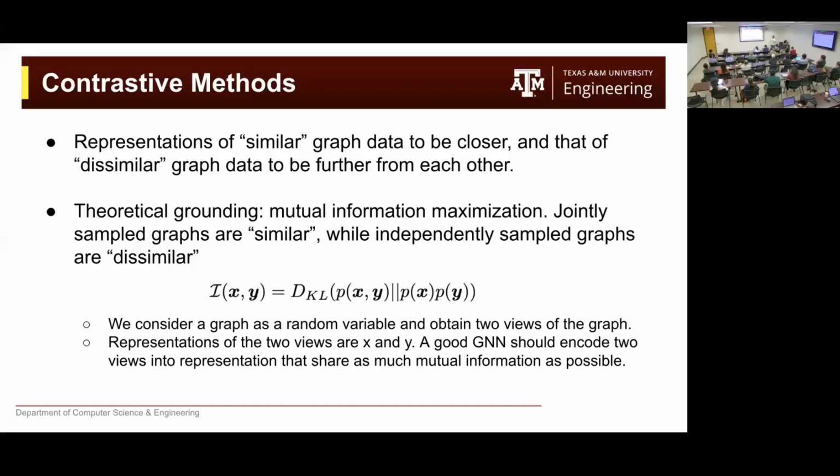And how we compute mutual information is that we maximize the KL divergence between the jointly sampled x and y and the independently sampled x and y. So basically, if x and y are jointly sampled, we consider them a similar pair. If they are independently sampled, we consider them a dissimilar pair.